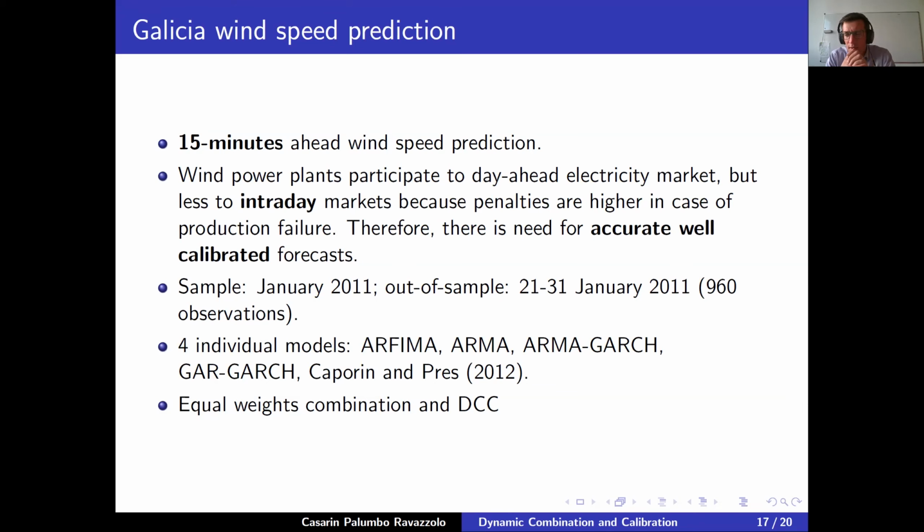So I thought to push forward this paper, this application, which refers to wind speed prediction.